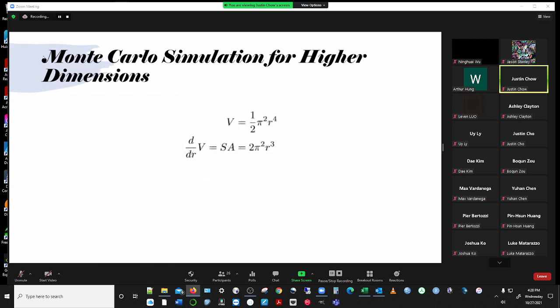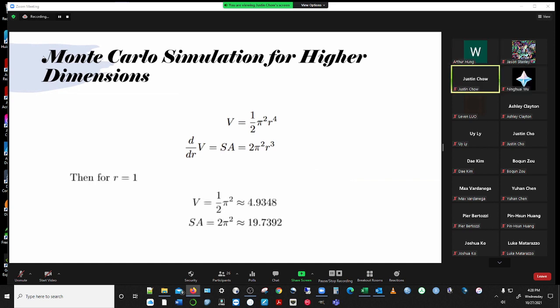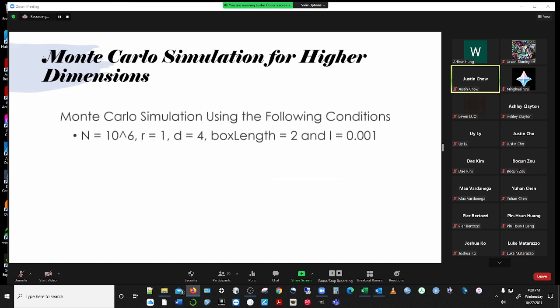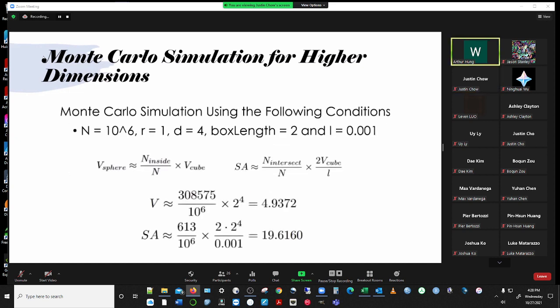If, for example, we can accept that the volume and surface area of a 4-dimensional sphere is this, then for r equals 1, we get the following calculations. Then running Monte Carlo simulations using the algorithm in figure 5 and equations 3 and 4, we can find experimental solutions for the following test conditions in order to find the volume and surface area of a 4-dimensional sphere.